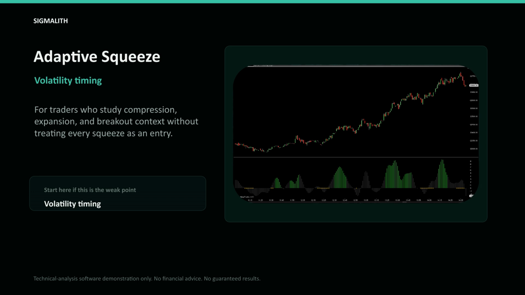Adaptive squeeze is designed to help study volatility, compression, expansion, and build-up context. It is the volatility layer in the Sigmalith workflow. It pairs naturally with trend and momentum context because expansion is more useful when you understand the environment around it. If you often chase breakouts late, misread compressed conditions, or want a cleaner way to study volatility buildup, adaptive squeeze may be the first indicator to review.